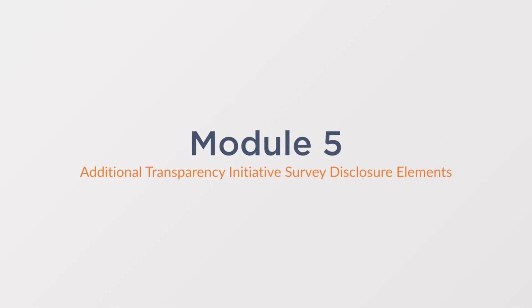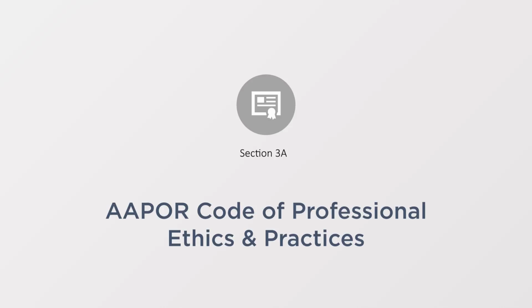This module provides an overview of additional transparency initiative elements of disclosure beyond those that should be made available at the time a report is publicly released. You can find these items listed in the second part of Section 3A of the APOR Code of Professional Ethics and Practices, which was revised in May 2015.